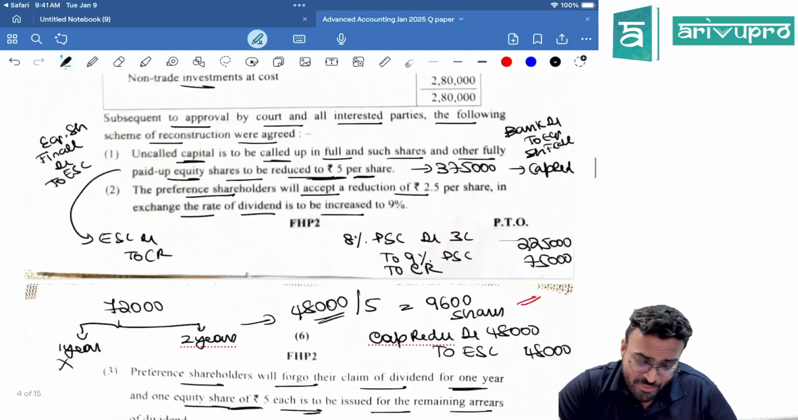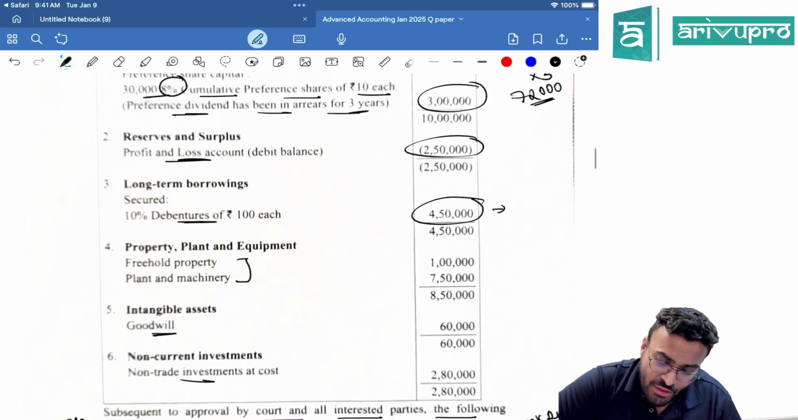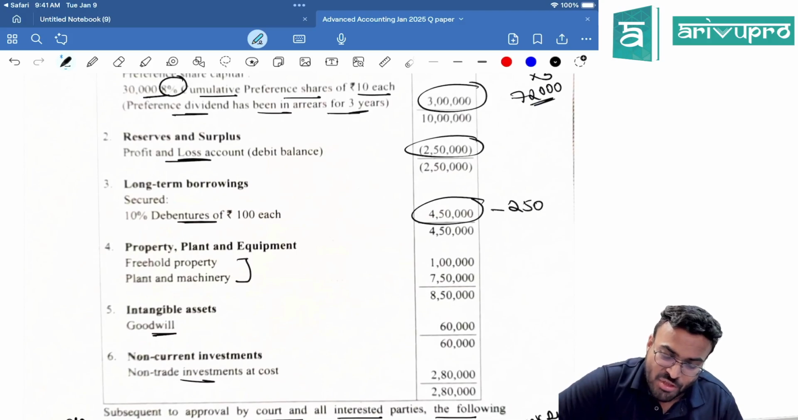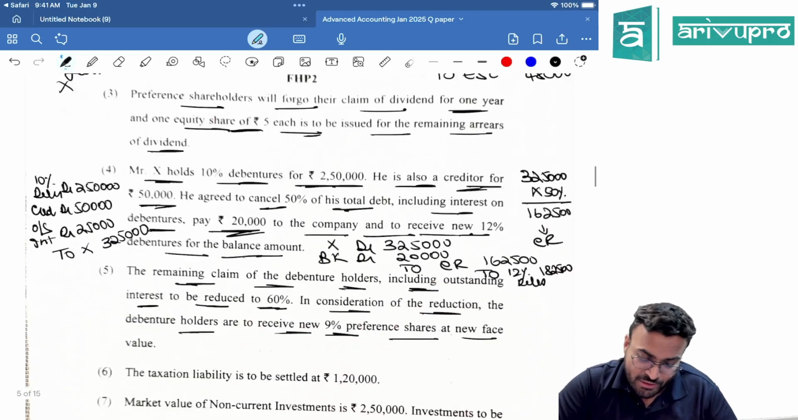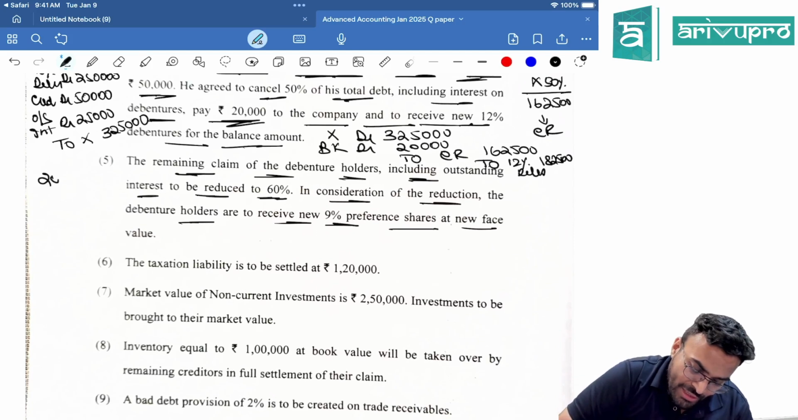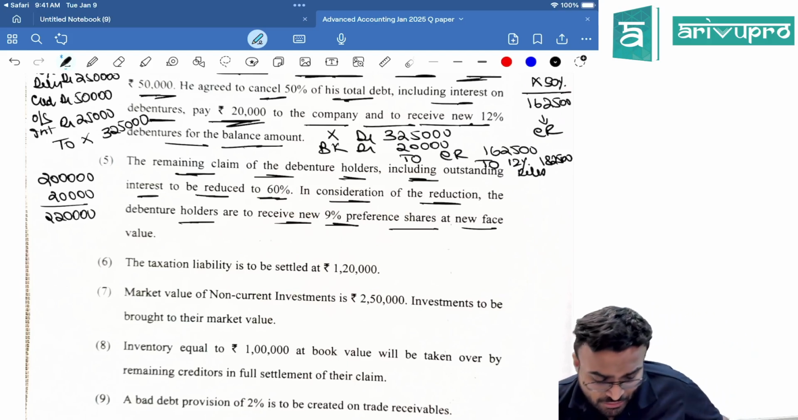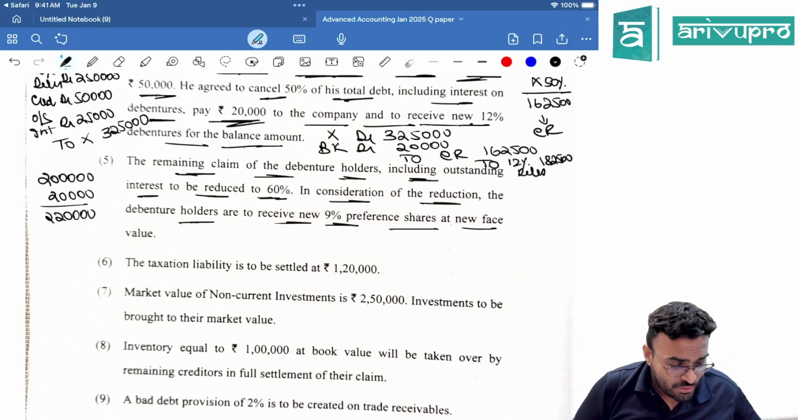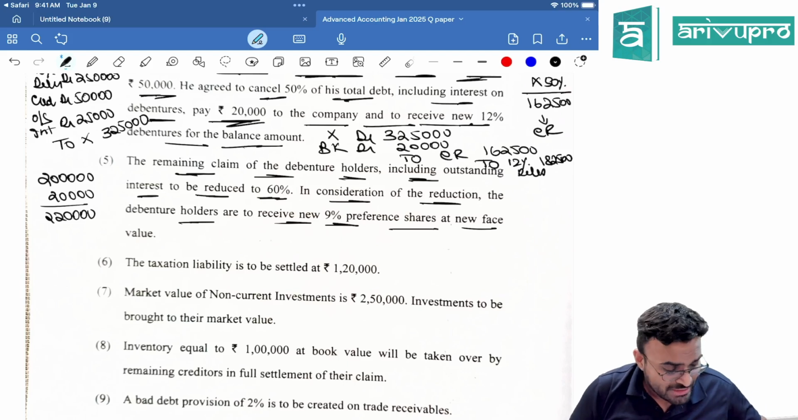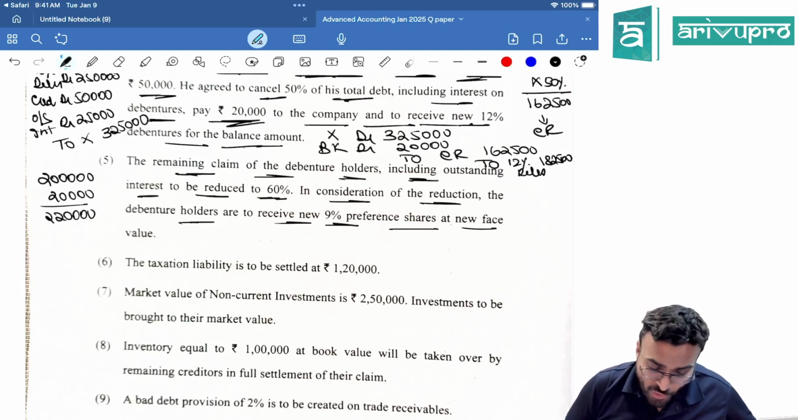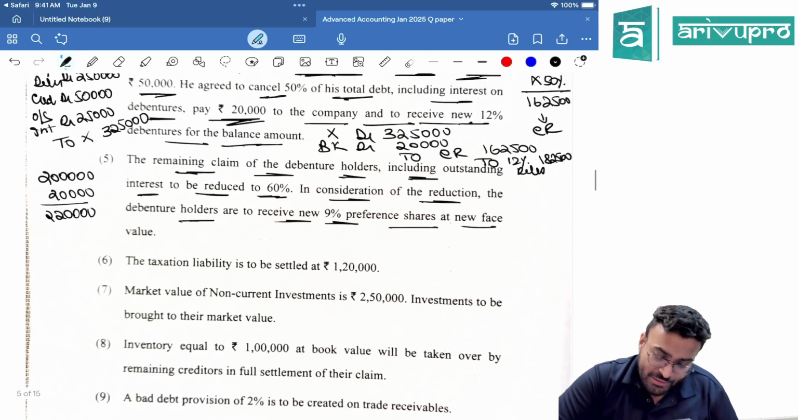How much is the remaining debenture? Out of 4,50,000, 2,50,000 is gone, which was held by X. How much is remaining now? 2,00,000. So now 2,00,000 is the debenture and 20,000 is the interest. So 2,20,000. 2,20,000 into 60%. So 40% is going to be removed. 2,20,000 into 40%, you're going to remove 88,000. So 88,000 is going to be removed.